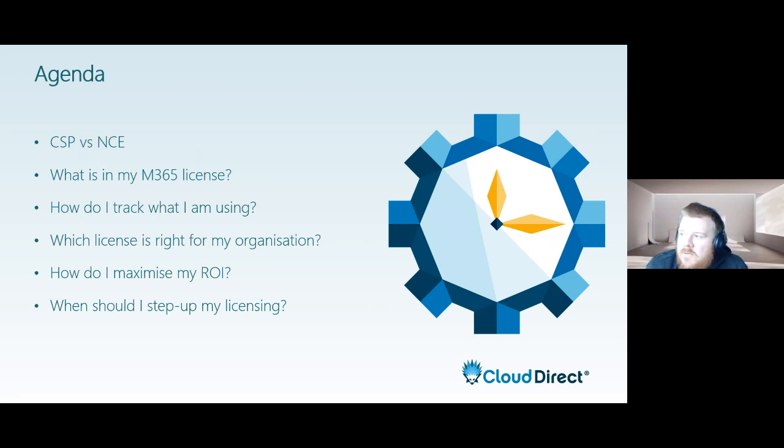Which license is right for your organization? Obviously, that's a tricky question to answer, so we can give you some pointers around how you can identify what's right for you and what you should be investing in. How do you maximize that return on investment? It is an outlay. Microsoft licensing isn't typically cheap, though in some sectors there are discounts available, and typically it's one of the biggest expenditures across an IT estate. So how do we make sure you're getting the most out of that?